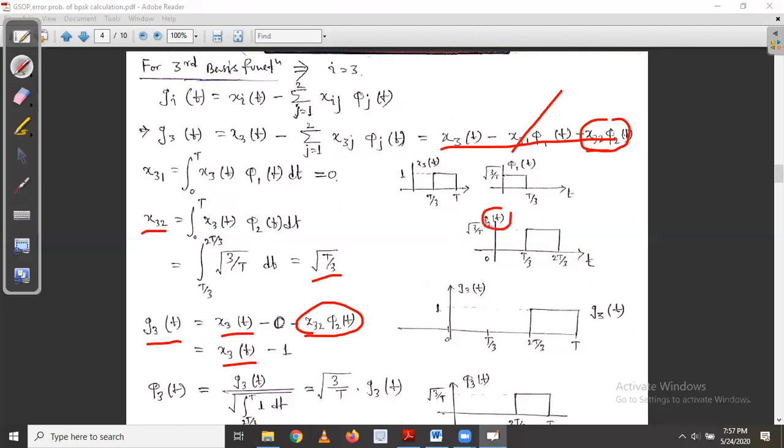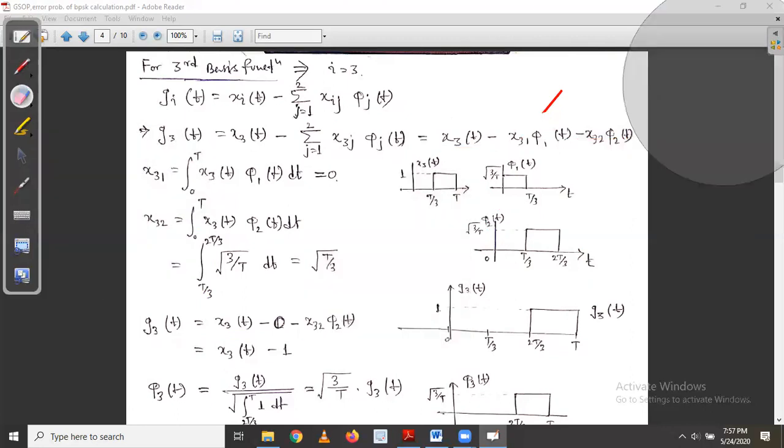Phi 2 and x32. If I'm multiplying, we will have the value 1. Is it? This product value is 1, because x32 means this one and phi 2 means this one. So we have value 1. That is your g3 from this expression.